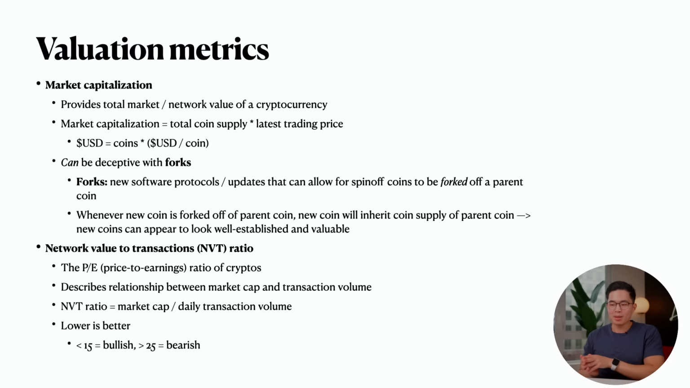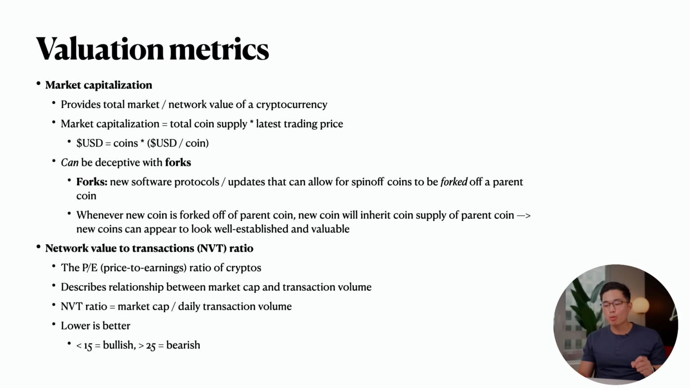Now, market caps can be a little bit deceptive with any forks, and forks are basically new software protocols or updates that can allow for spin-off coins to be forked off of a parent coin. So whenever a new coin is forked off of a parent coin, this new coin is going to inherit the coin supply of the parent coin, and as a result, new coins can appear to look well-established and valuable. So that is a little deceptive, just thought you guys should know that.